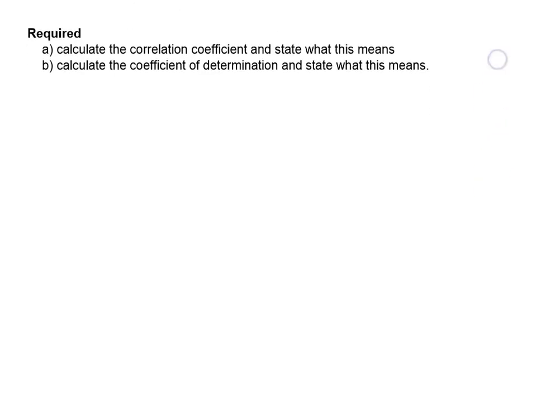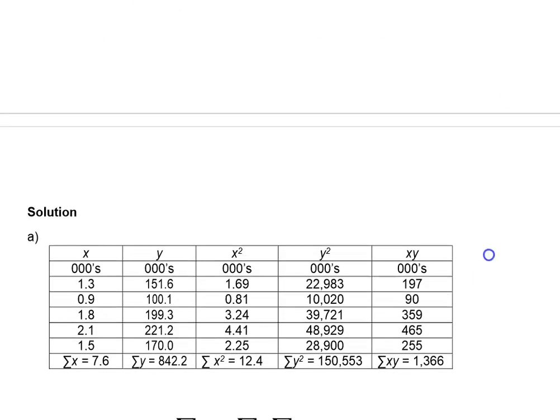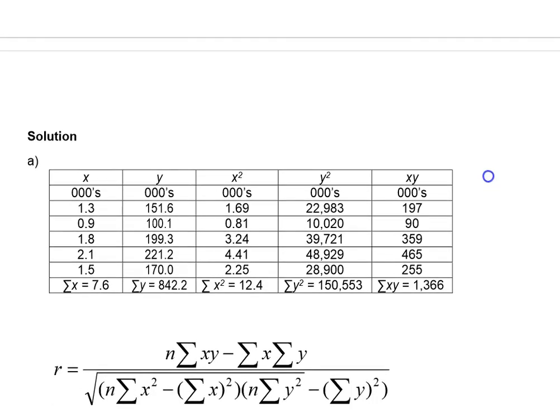I've already done some basic calculations. We have a table with our columns x, y, x squared, y squared, and xy. These figures have been totaled, all ready to be slotted into the equation.